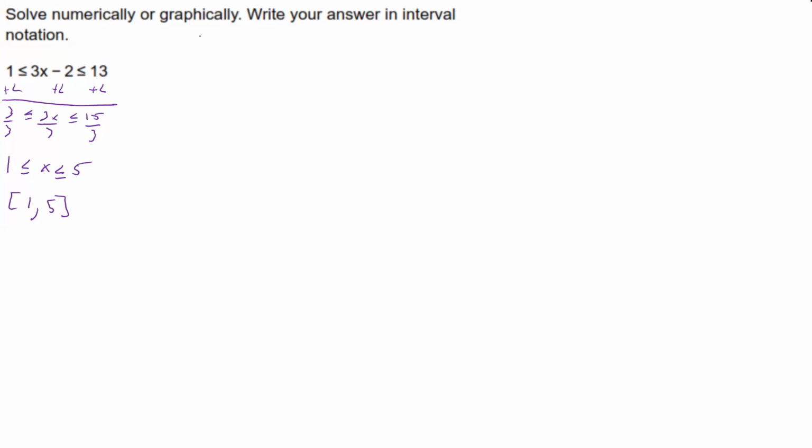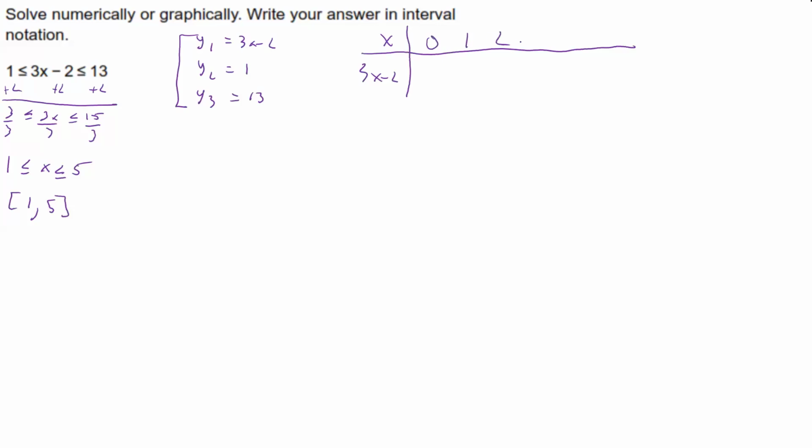So what we're going to do in any case, we're going to let y1 equal 3x minus 2, y2 equals 1, y3 equals 13. Okay. And so what we want to do then is make a table for x and 3x minus 2. And this is going to be used for either numerically or graphically. And so this is kind of how we're going to do it. So let's go 0, 1, 2, 3, 4, 5, 6.